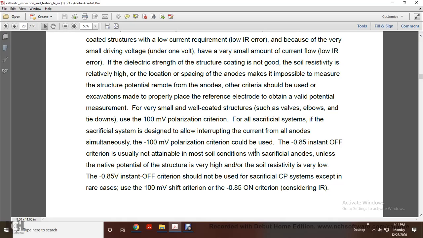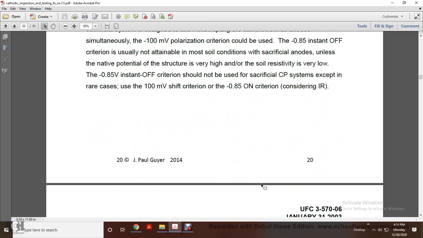Instant off is not attainable in moist soil conditions with sacrificial anodes unless the negative potential of the structure is very high and soil resistivity is very low. The negative 0.85 instant off criterion should not be used in sacrificial cathodic protection systems, except in rare cases. Use the 100 millivolt shift criterion, or the negative 0.85 on criterion considering IR drop.